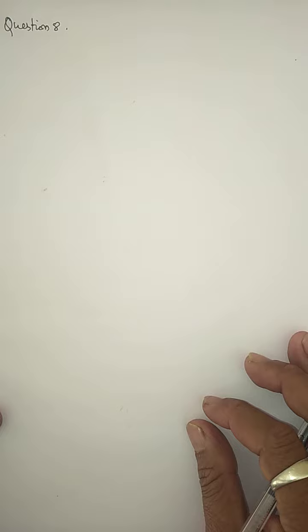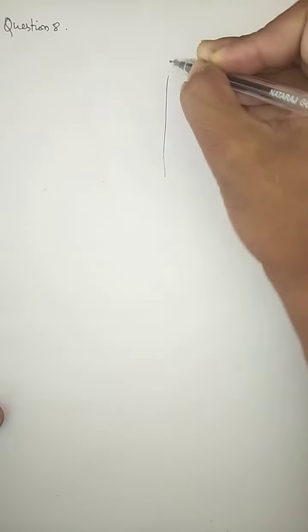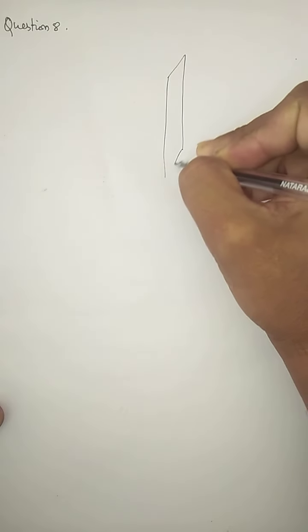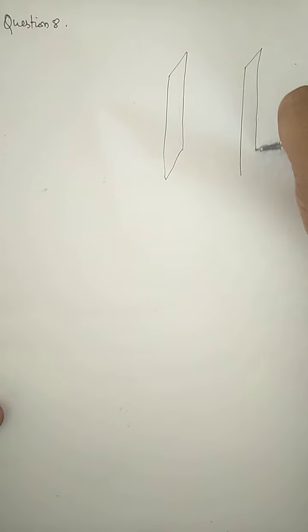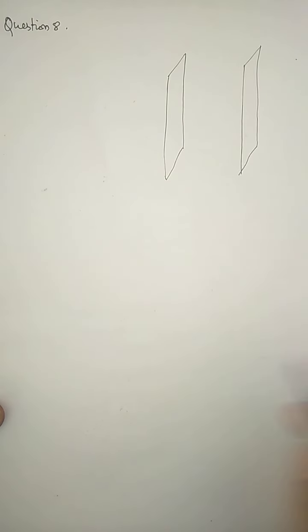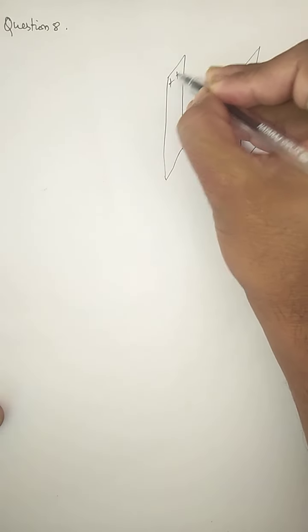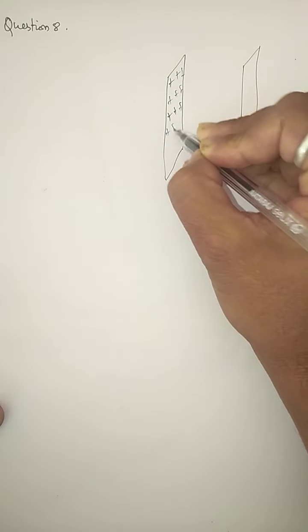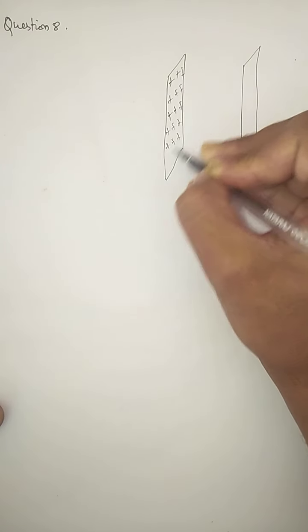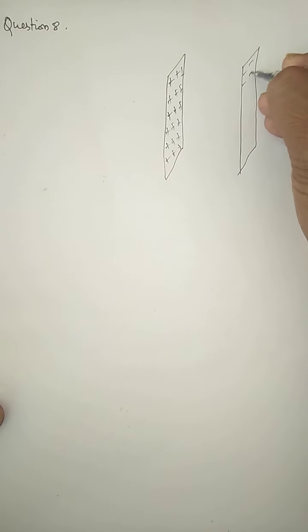Now in order to solve question number 8, the question says two parallel large thin metal sheets. Let me show you with the help of a diagram. Consider these are the two parallel large metal sheets, placed parallel to each other. Two metal sheets have equal surface charge density, means the amount of charge present on each metal plate is the same, and the area of the metal sheet is also the same. So one is a positive charge, and the other is a negative charge.